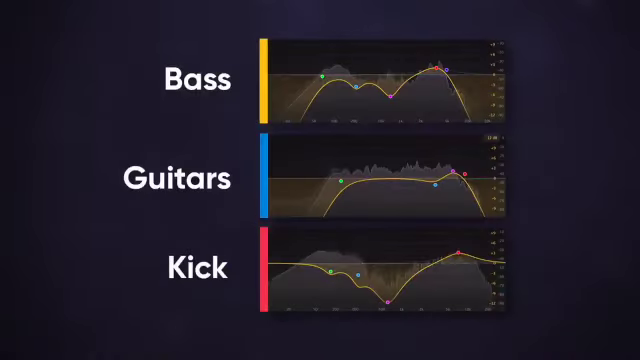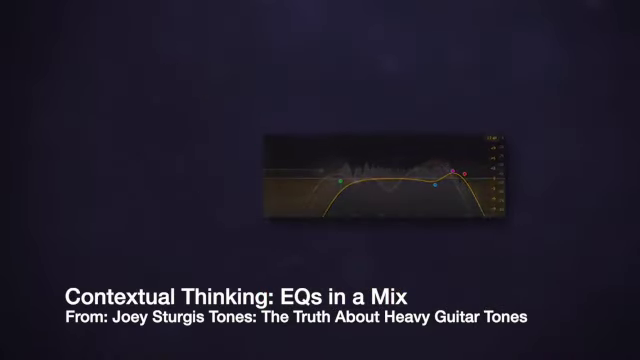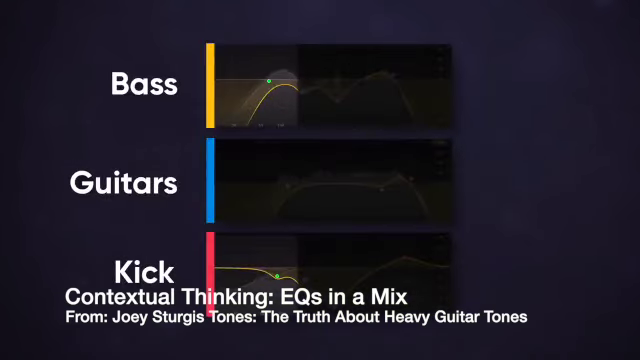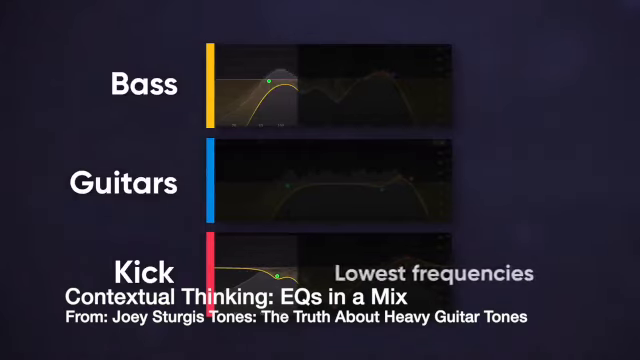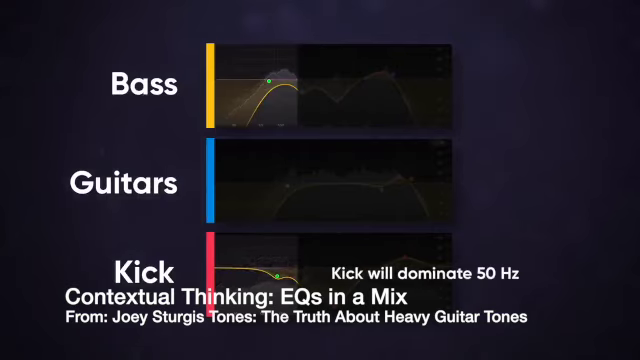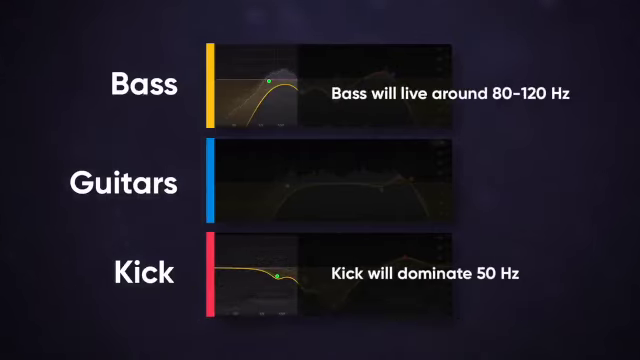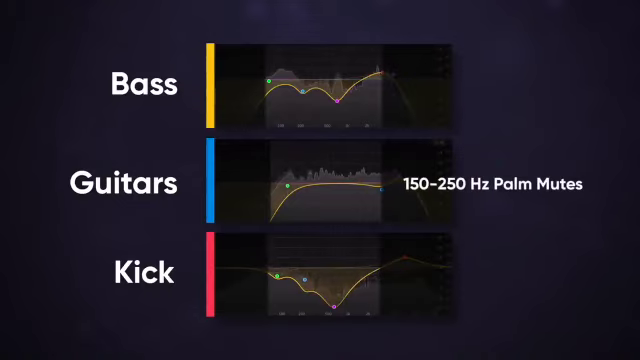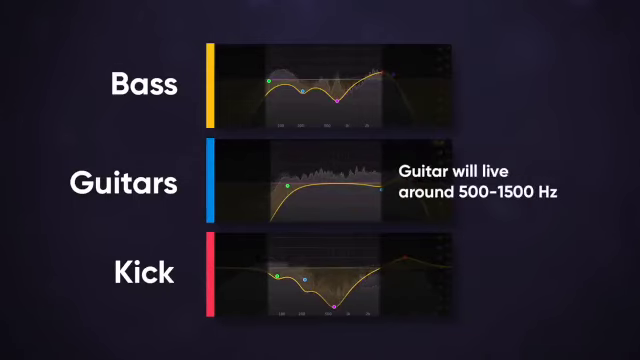Together, rather than look at each track's EQ, let's think about them all as one sound. The lowest frequencies, like 0 to 80 Hz, will be taken by the kick and bass. Let's say in a song I want the kick to take the lowest frequencies, and the bass will be above that. So the kick will dominate the 50 Hz, and the bass will live around 80 to 120 Hz. 150 to 250 Hz is where the low end of the palm mute hits, so the guitar can take priority there. Guitar is a mid-range instrument, so that 500 to 1500 Hz area is where it lives.